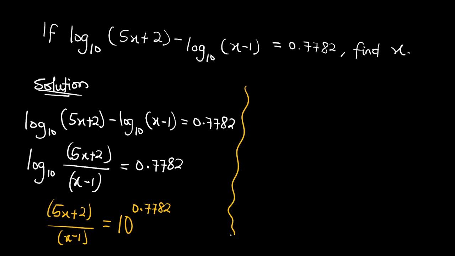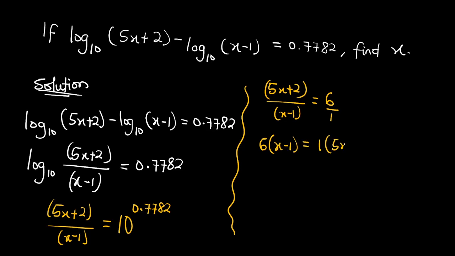Are we okay? So from here, we compute 10 to the power 0.7782, and that will give us 6. So we have (5x + 2) over (x - 1), and this will be equal to 6. So from here, this has a denominator of 1. We can cross multiply. So we'll have 6 into bracket x - 1, then this will be equal to 1 multiplied by (5x + 2). So we can now expand these brackets and solve for the value of x.